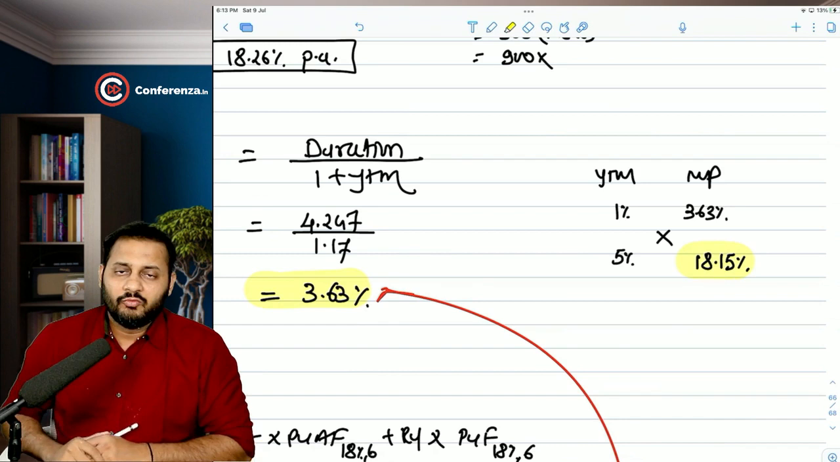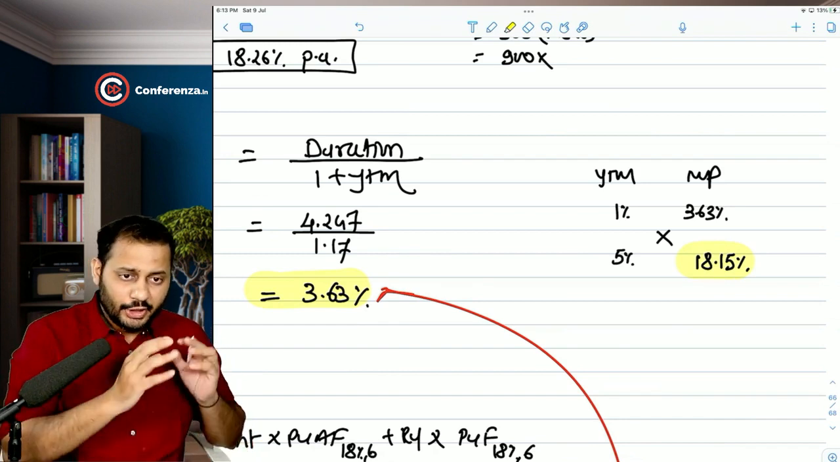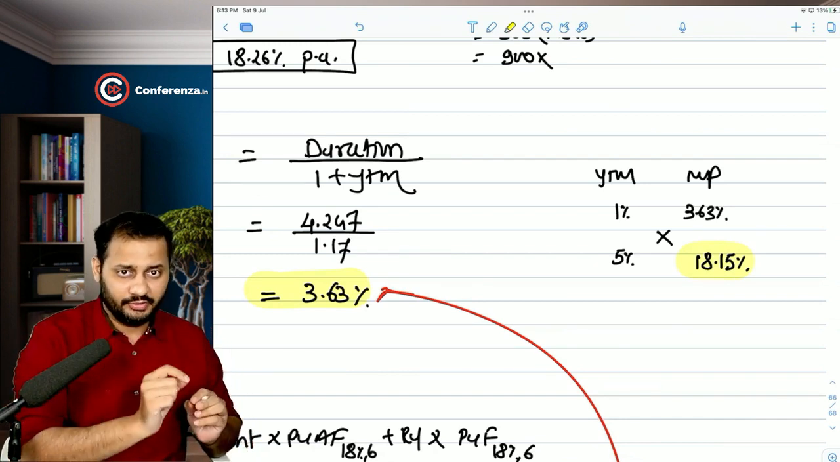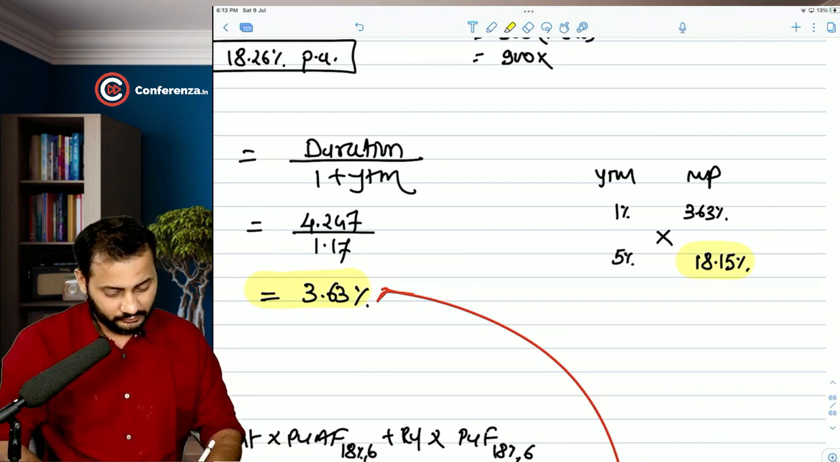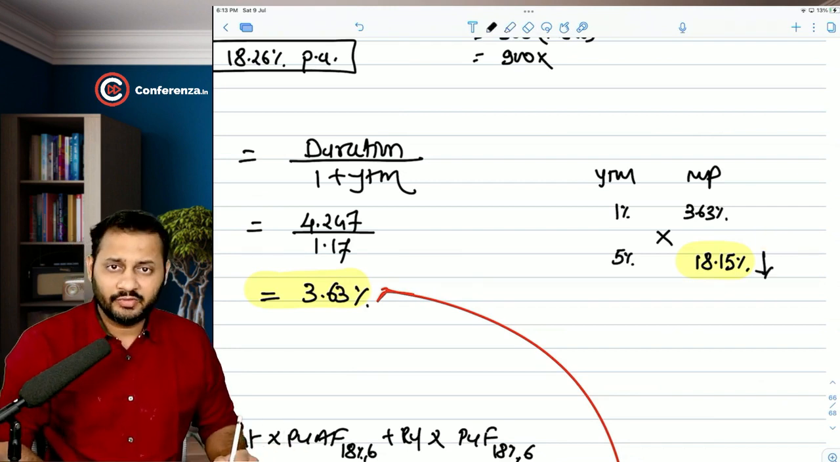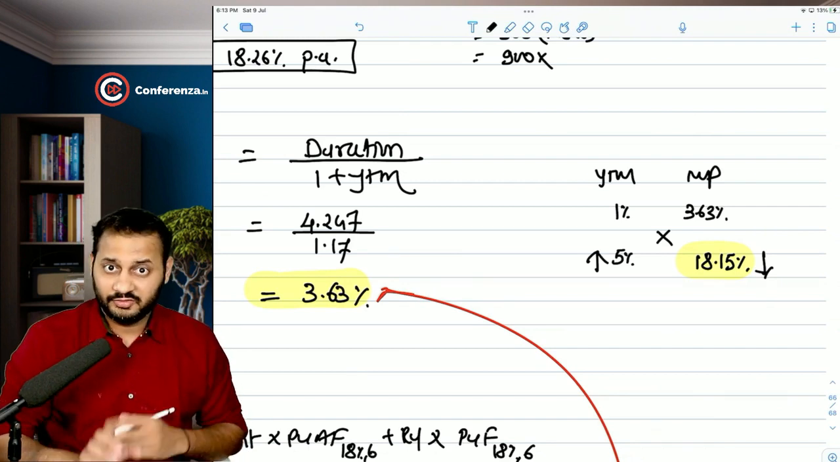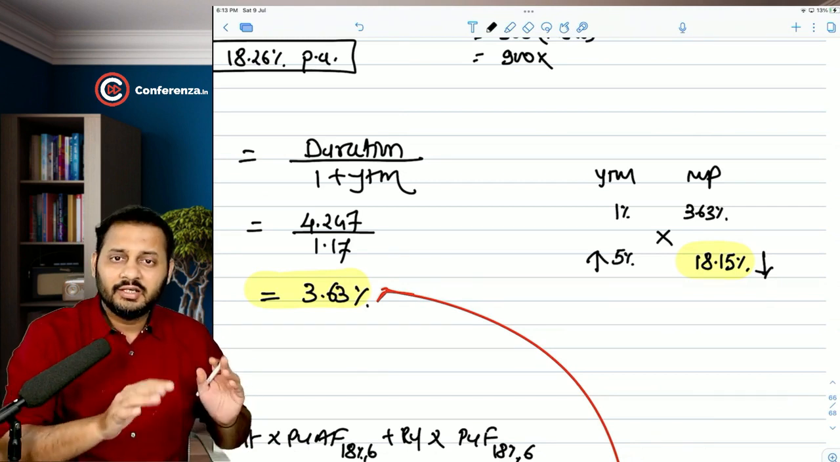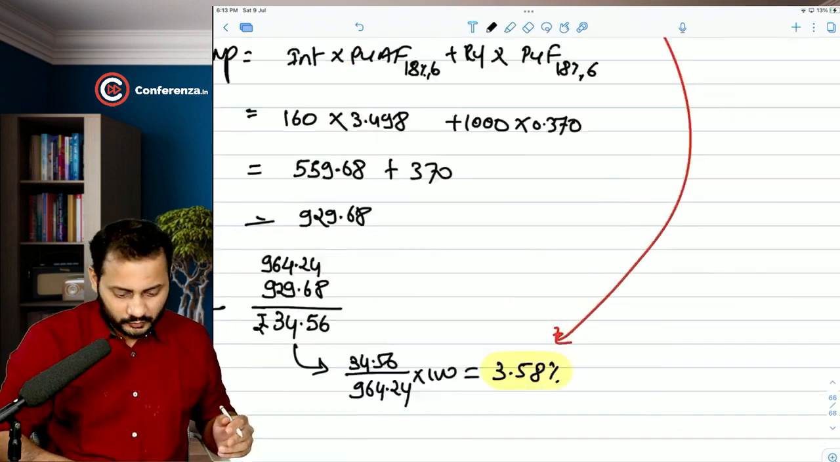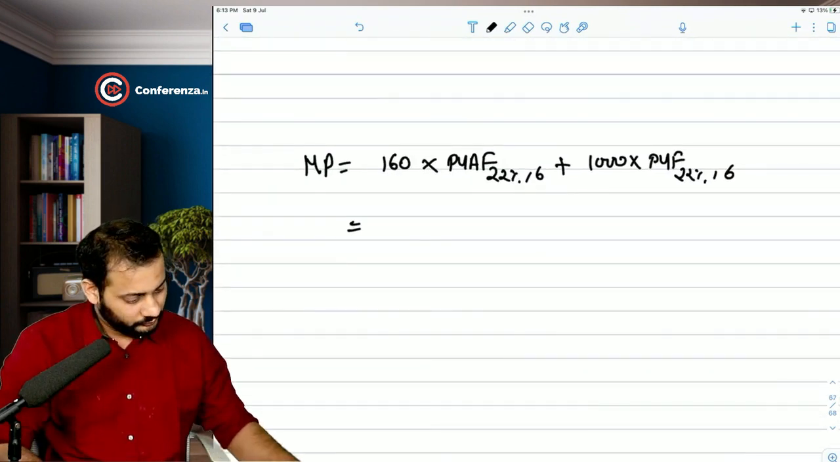Volatility is saying that your market price should decrease by 18.15% because YTM has increased by 5%. This is the answer by volatility. Let's find out the real answer now. 1 divided by 1.22.